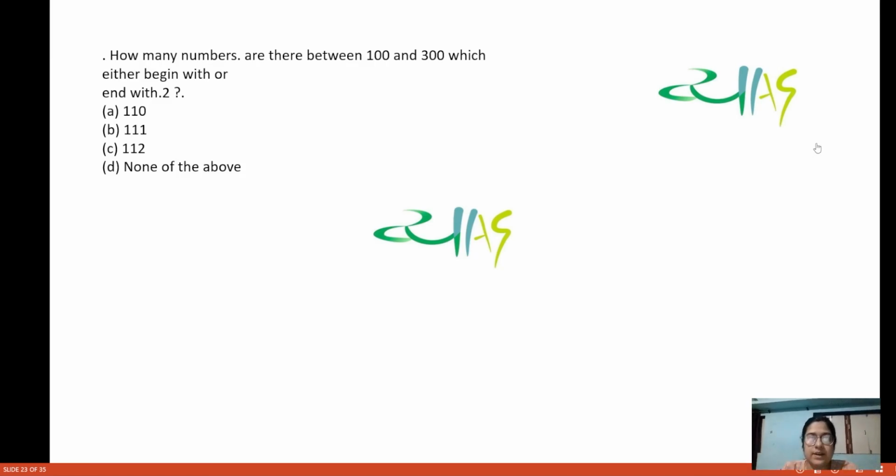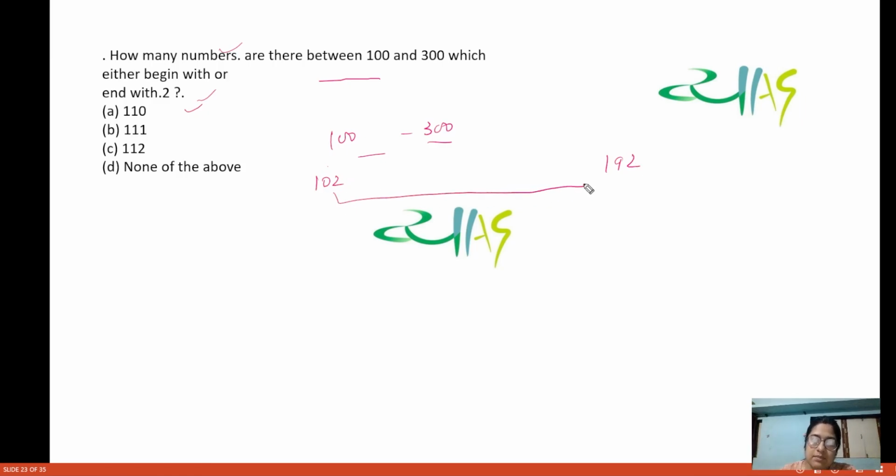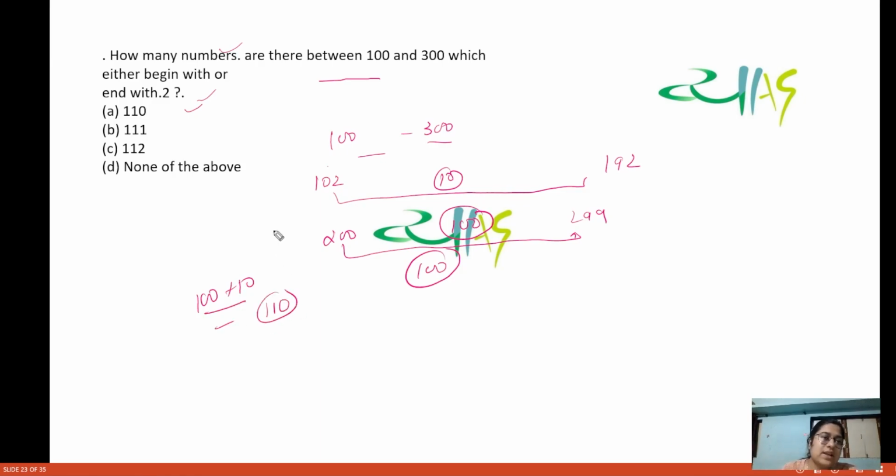Guys, look at this question we have. How many numbers are there between 100 and 300 that either begin or end with 2? Okay, so count from 102 to 192. You will get 10 numbers that are ending with 2. Then you count from 200 to 299. You will get 100 numbers that are beginning with 2. So 100 plus 10, you get 110. So this was the UPSC question.